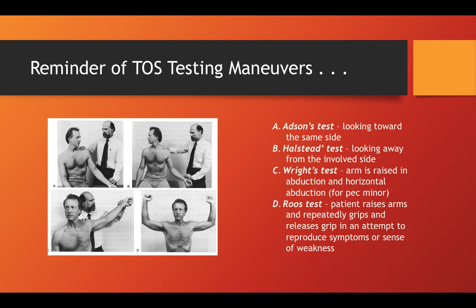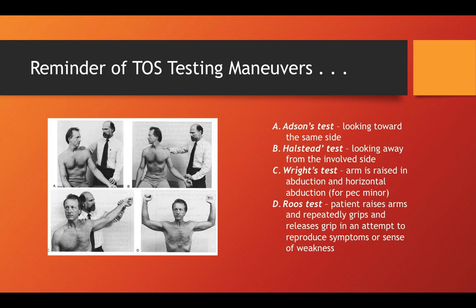In B, we see Halstead's test. It's hypothetically for the middle scalene. The patient is instructed to look away from the involved side with some arm abduction on the involved side. Positives are the same as for Adson's. In C, we see Wright's test for hyperabduction, and it's performed with the arm raised in abduction and horizontal abduction while the examiner determines the pulse or symptom changes. This is for pec minor involvement.